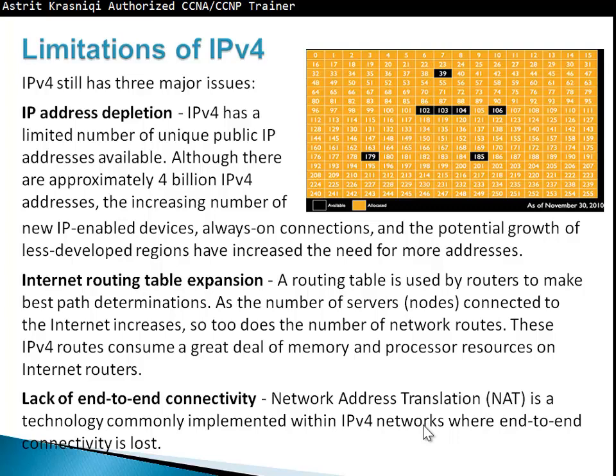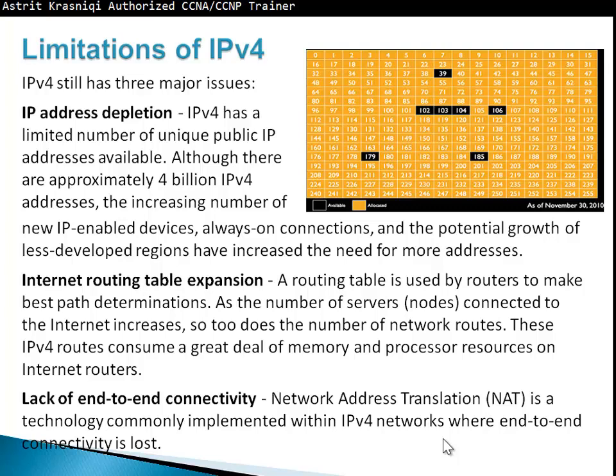So, internet routing table expansion. A routing table is used by routers to make best path determination. As the number of service nodes connected to the internet increases, so does the number of network routes. These IPv4 routes consume a great deal of memory and processing resources on internet routers. And then lack of end-to-end connectivity. Network address translation is a technology commonly implemented with IPv4 networks where end-to-end connectivity is lost.